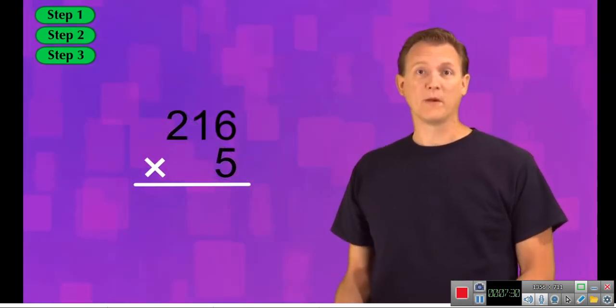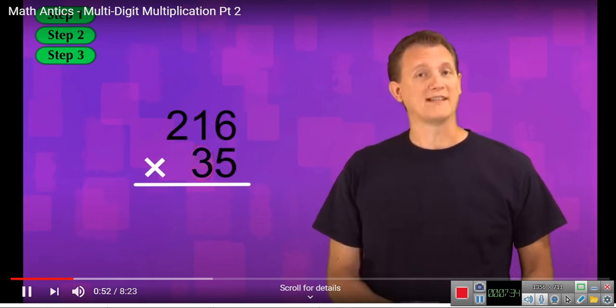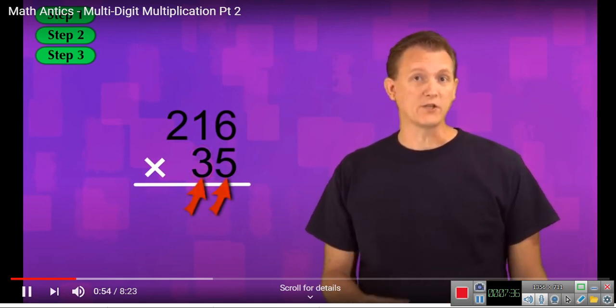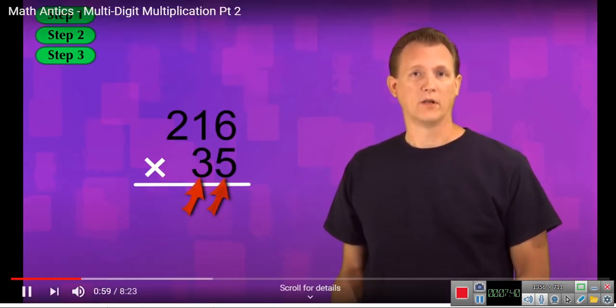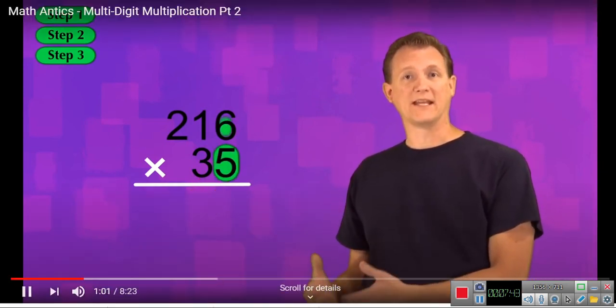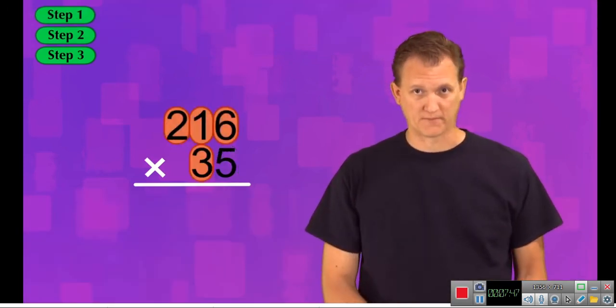Well, when the bottom number of your multiplication problem also has more than 1 digit, you have to do that same procedure we learned for each bottom digit. For example, if you have a 2-digit bottom number, you multiply the first digit by each top digit, and then you multiply the second digit by each top digit.